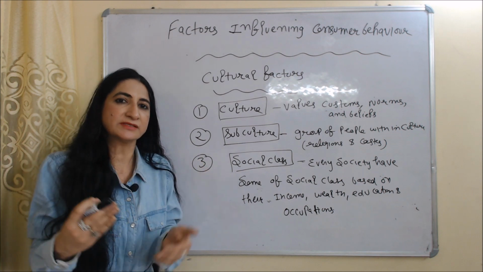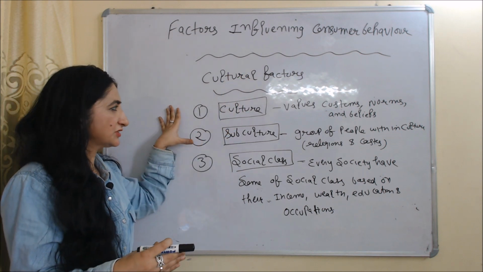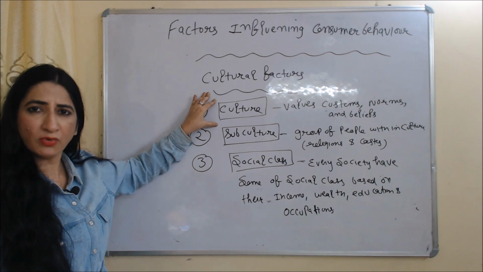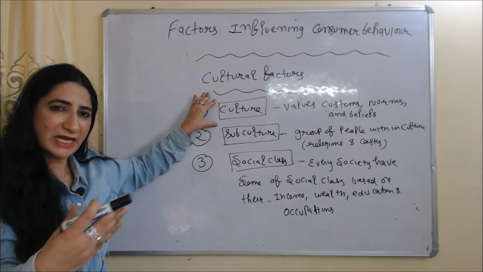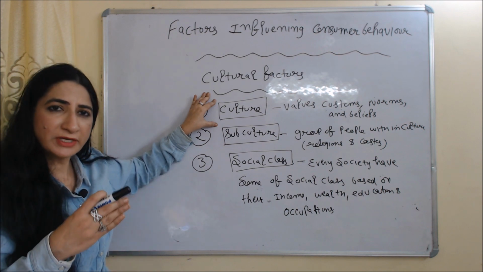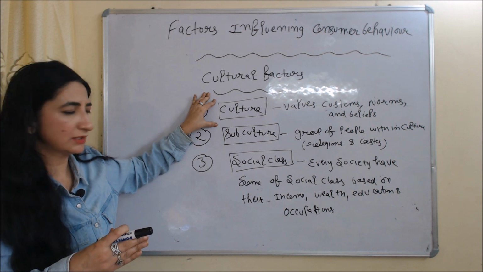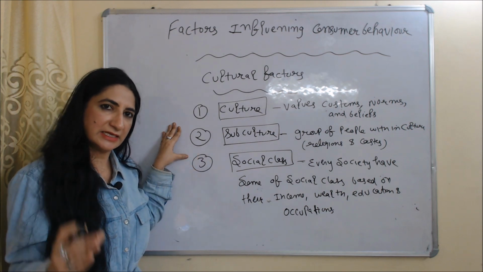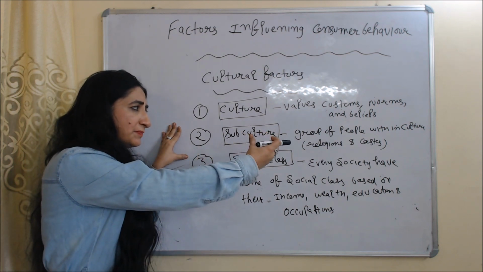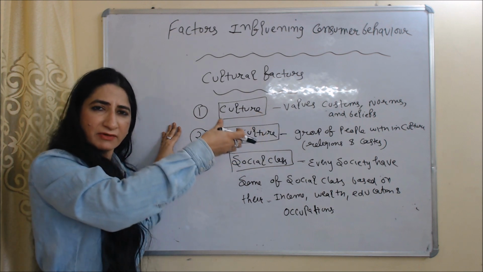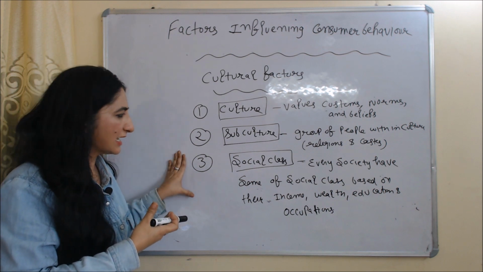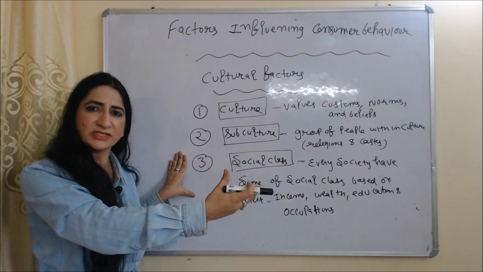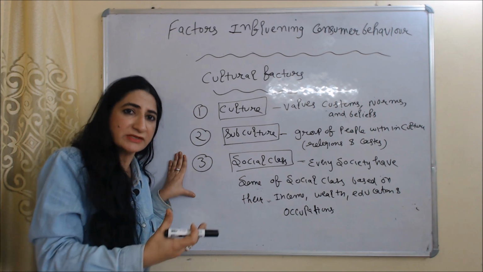The next factor which influences consumer behavior is cultural factors. Cultural factors include our culture, subculture and social class. Culture means our values, customs, norms and beliefs, and many times our buying decision is influenced by our culture. For example, some cultures prohibit the use of alcohol. Next is subculture. Subculture is a group of people within a culture. It includes people from different religions and castes. And our buying decision is also influenced by our subculture. Last is social class. Every society has some social classes based on income, wealth, education and occupation. And our social class also influences our buying decision.